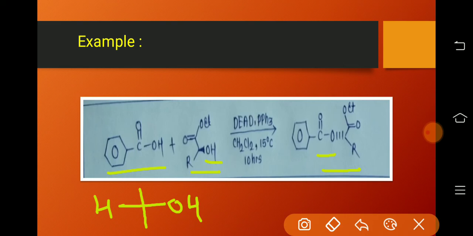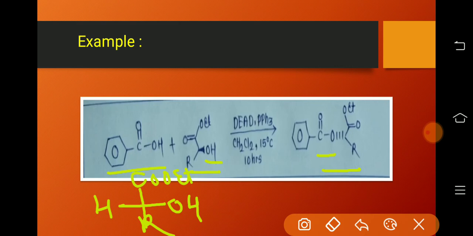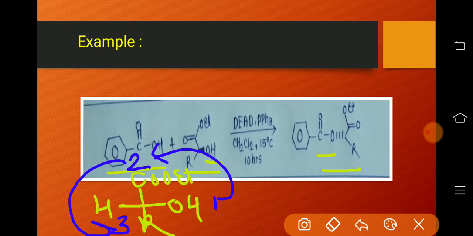Here is the oxygen, the ethyl carboxylate, and the R group. Give priority: oxygen gets first priority, carboxylate second priority, alkyl third priority. 1 to 2, 2 to 3. It is anti-clockwise, but the fourth priority group is on the horizontal line. Therefore, S converts into R. Therefore, the configuration of the reactant is R.